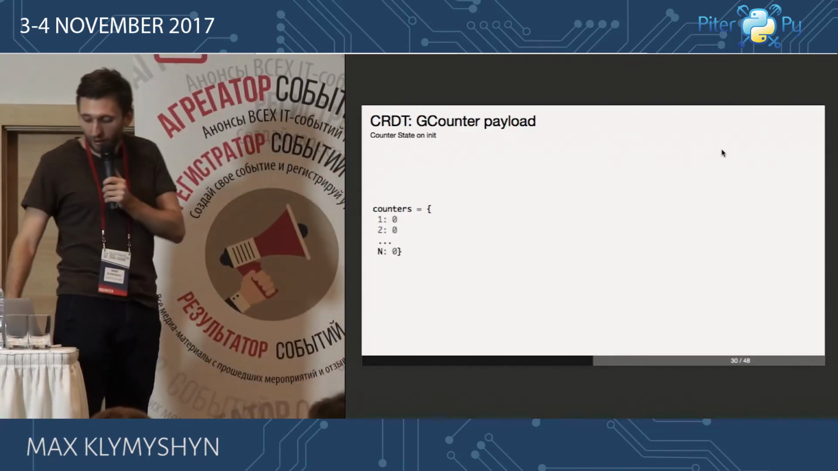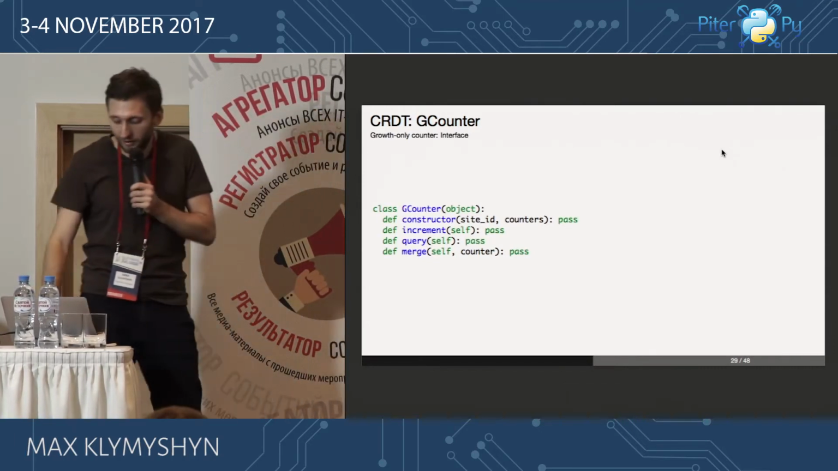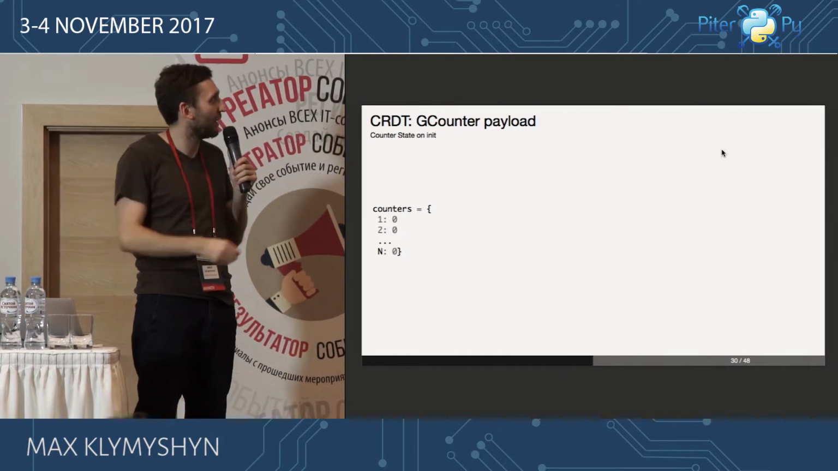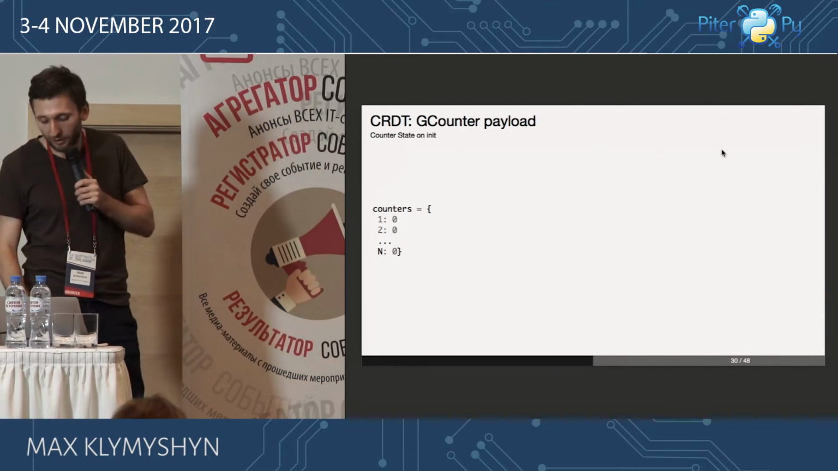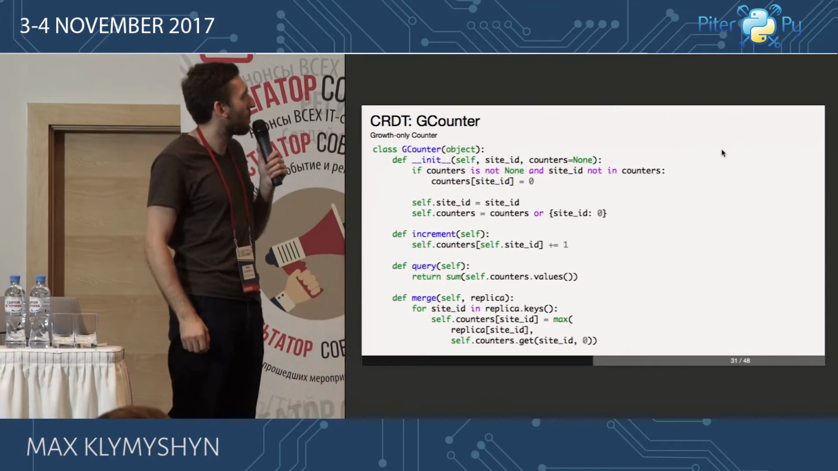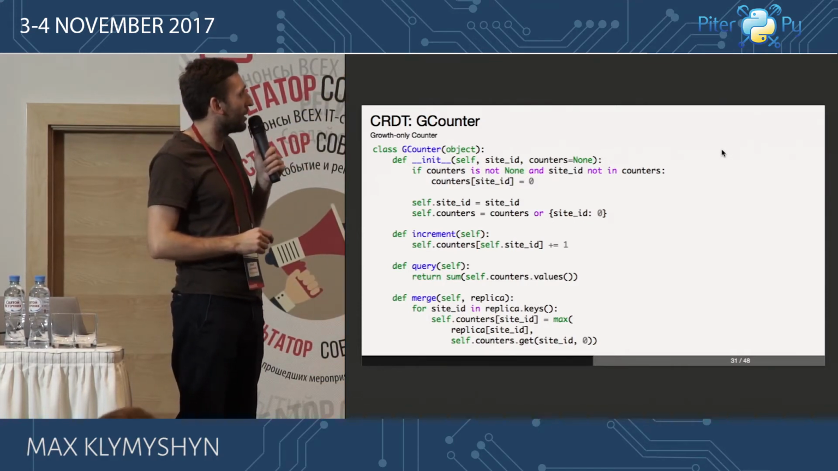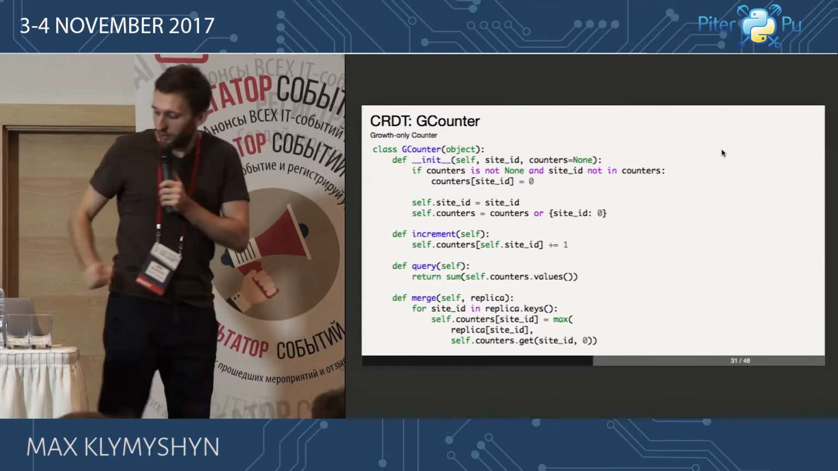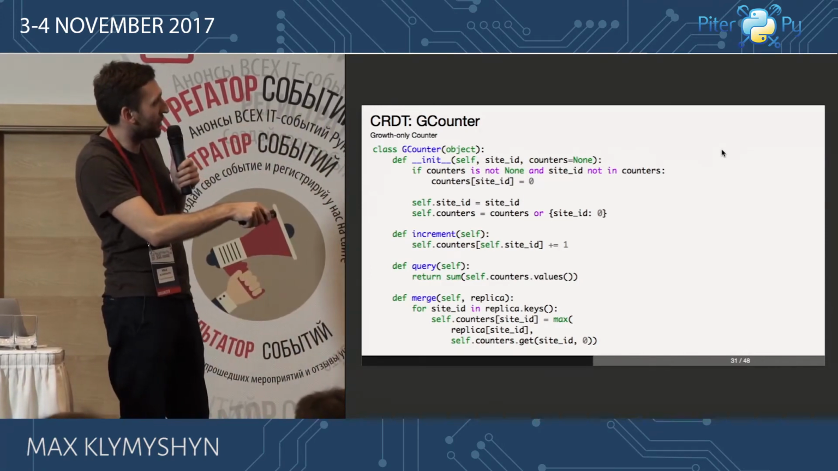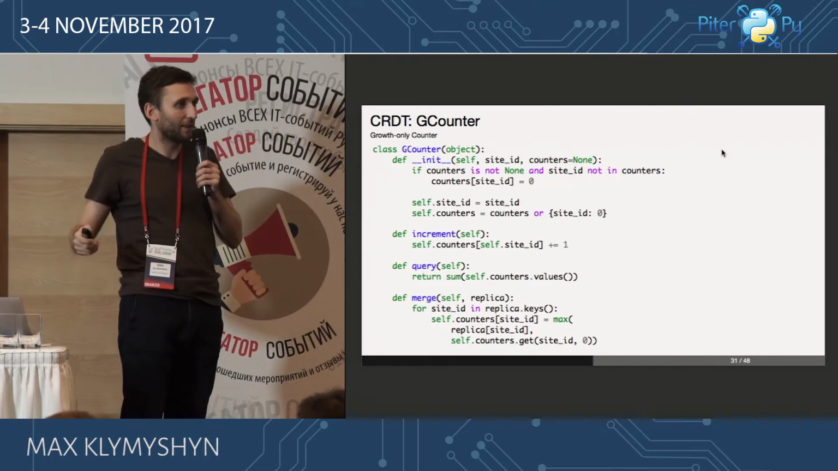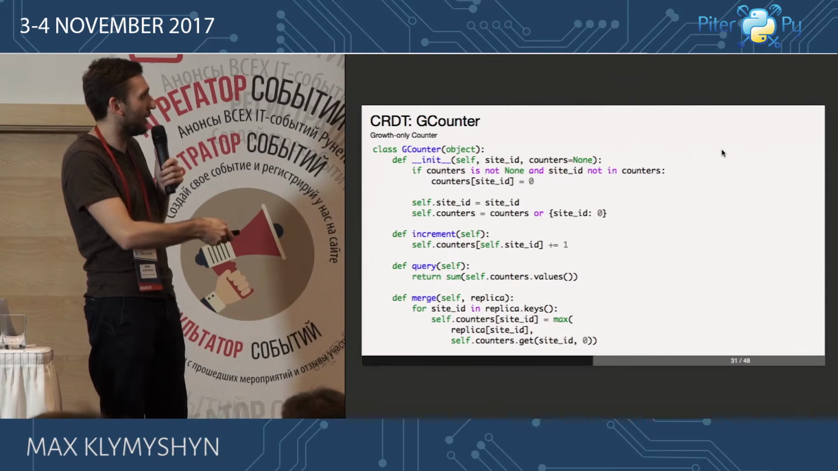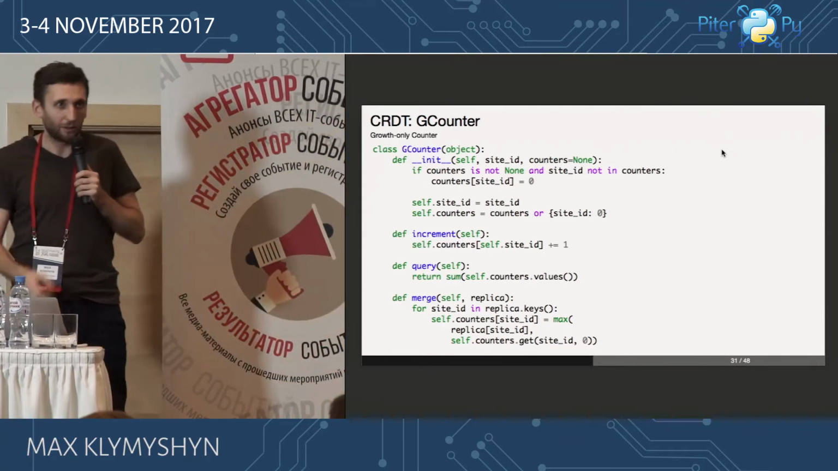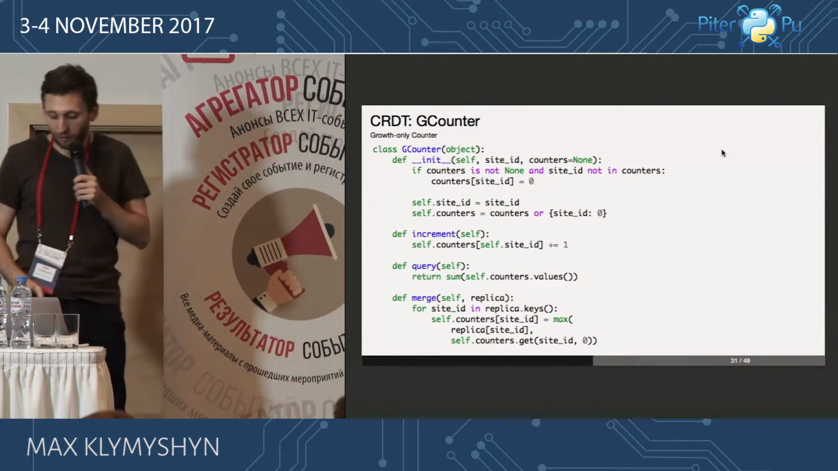Here is an example of the payload of this counter, the argument of the constructor. The key is the number of the site or participant, and the value is the value of the counter for this particular participant. Here is an example implementation in Python. Here is init, correctly replaced. So I init the counter with my site ID, and the whole idea is in this max function. When I get all replicas from all sites, I just apply max between my value, which is the value in my state, and the value in the replica I received. So it's basically the easiest conflict resolution algorithm for CRDT.